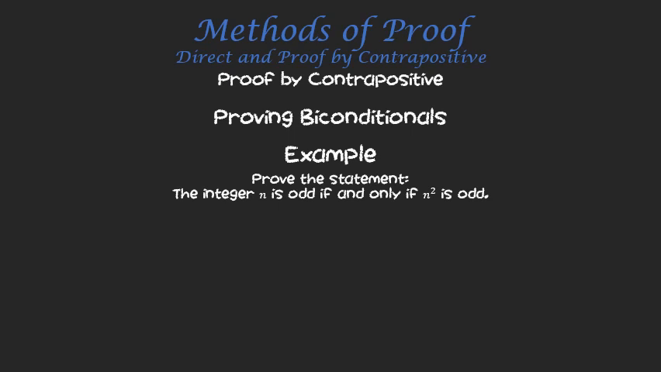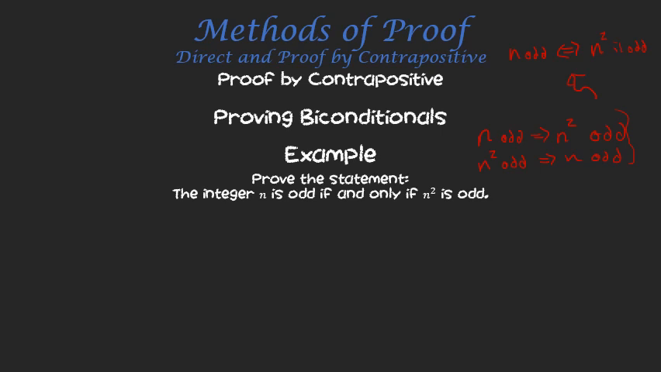Notice here I need to show two things. n odd implies n squared odd, and n squared being odd implies n is odd. That'll prove the biconditional, right? That'll show that n is odd if and only if n squared is odd. And so that's the idea, that's the setup.